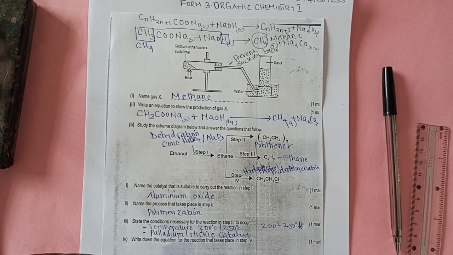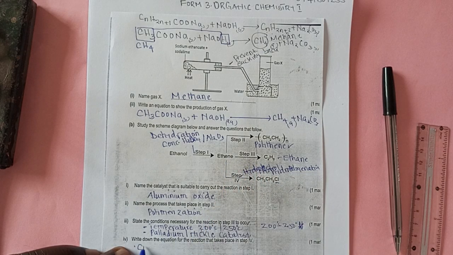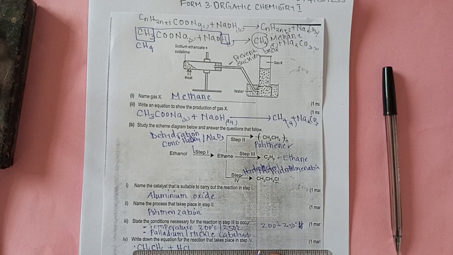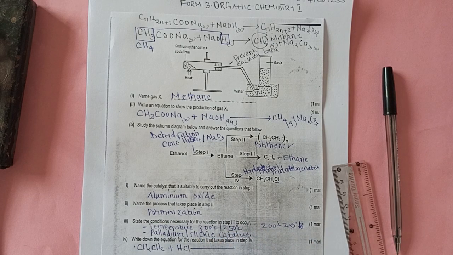Remember, we have the chlorine molecule there. So we have ethene, CH2=CH2, plus HCl. If you are adding the HCl, this one is giving us CH3CH2Cl.